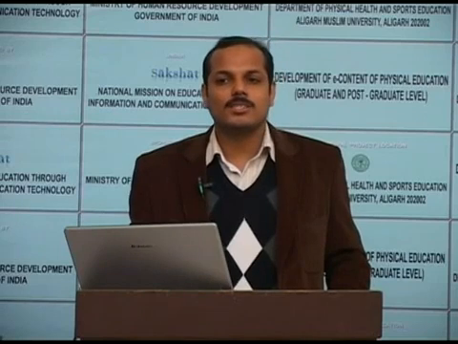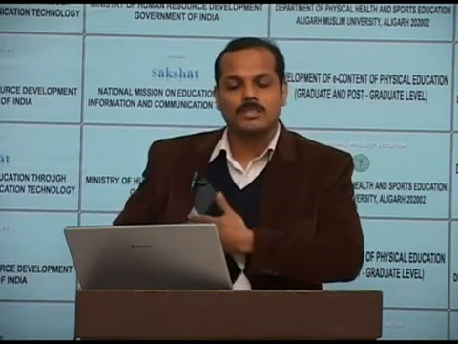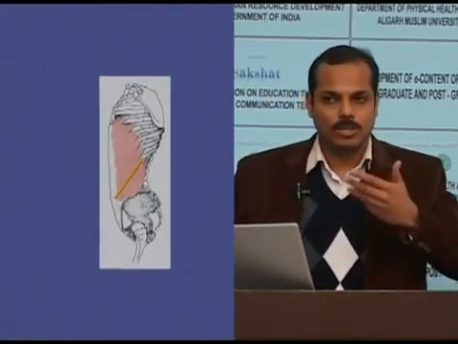Now, the next three muscles are the external oblique, internal oblique and transverse abdominis. These are seen lateral to the rectus abdominis muscle, that is, on the lateral and anterior side of the abdomen. The first one is the external oblique.